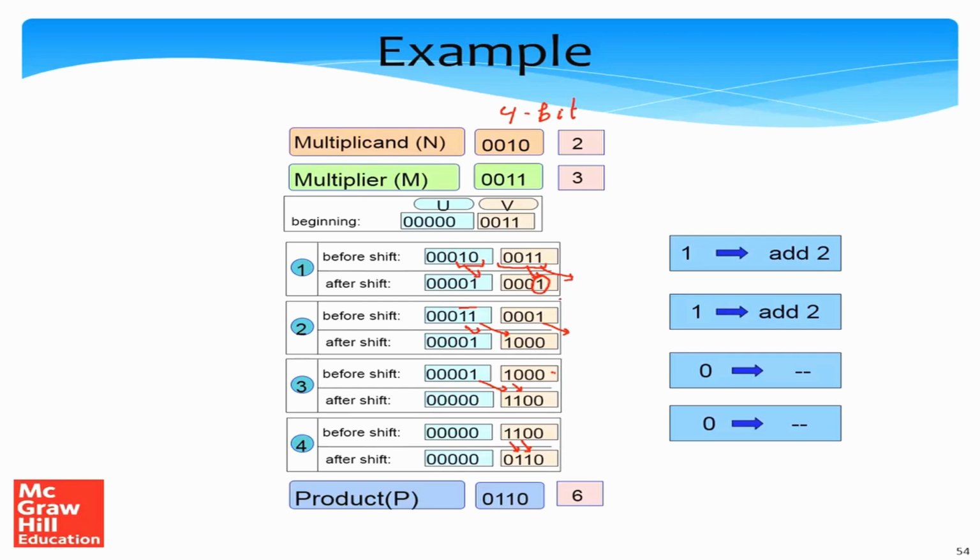So at the end of 4 iterations, because it's a 4-bit number system, the computation is done. The product P is 0, 1, 1, 0, which is 6, which is exactly what we would expect. 2 times 3 is 6. And how is this happening? We are considering each bit of the multiplier, and based on that, we are either adding the multiplicand to the partial product, or we are doing nothing if the bit is 0.